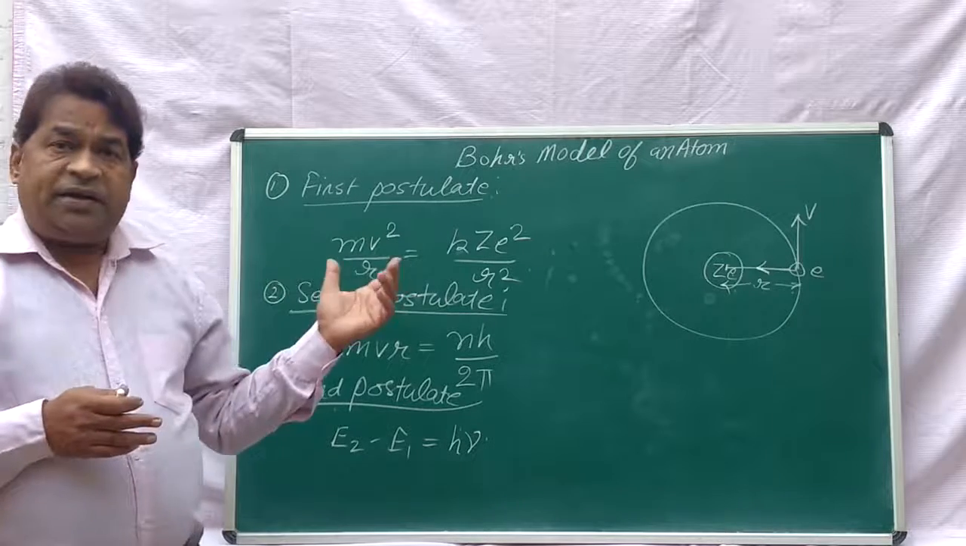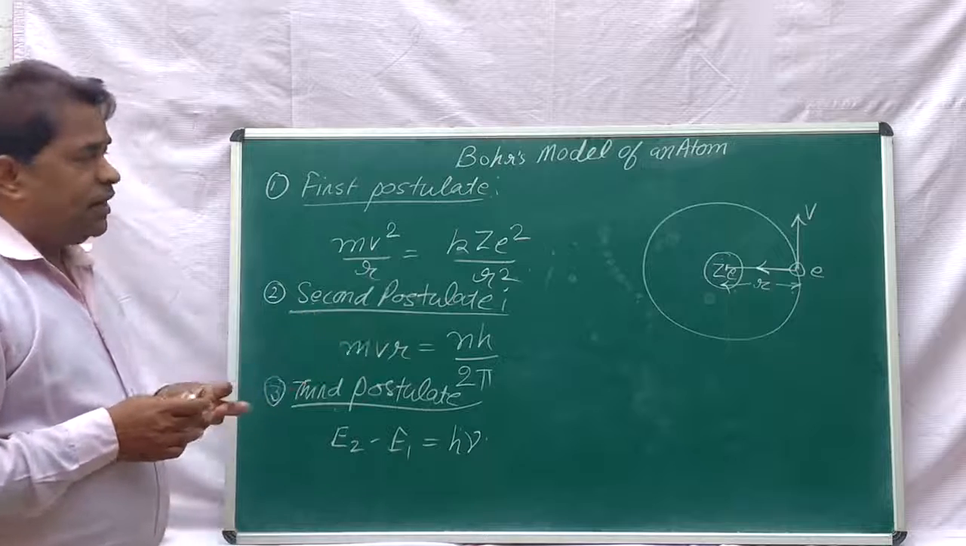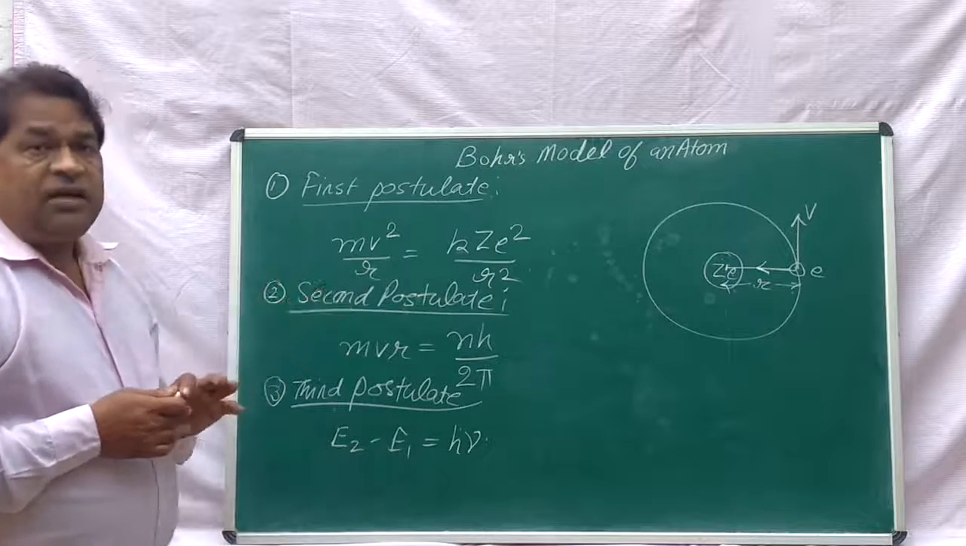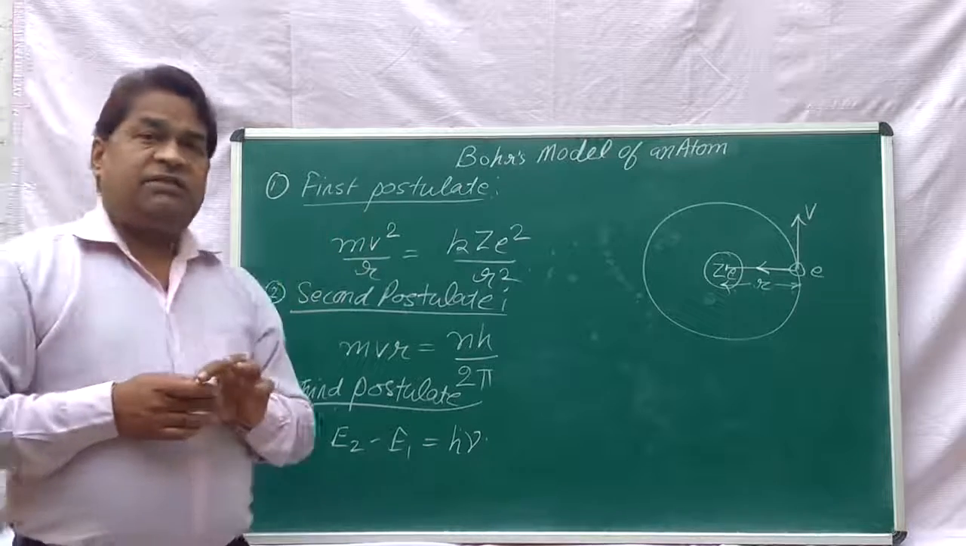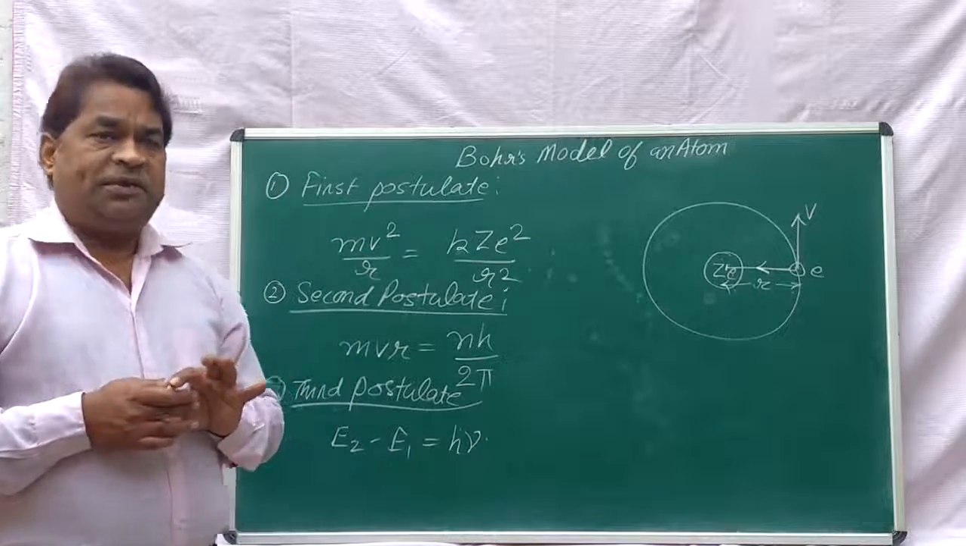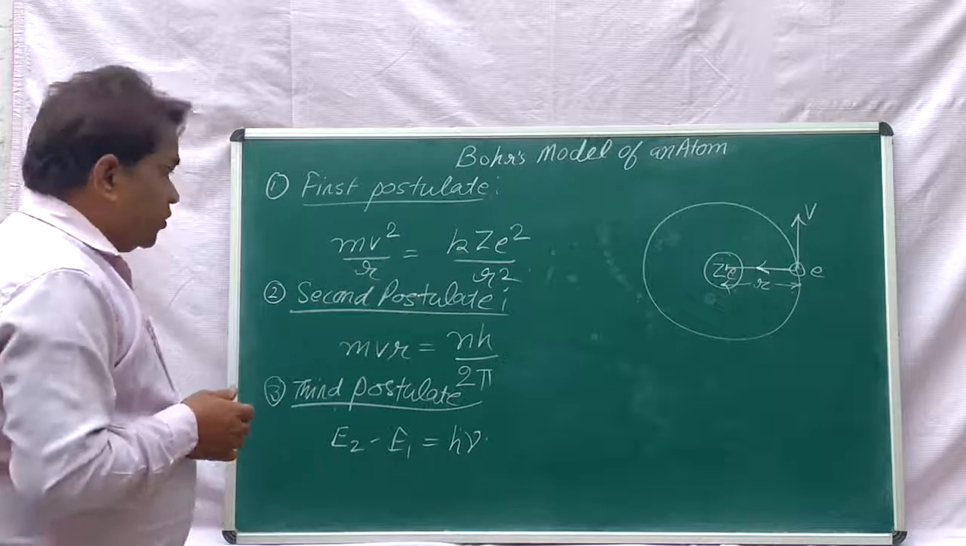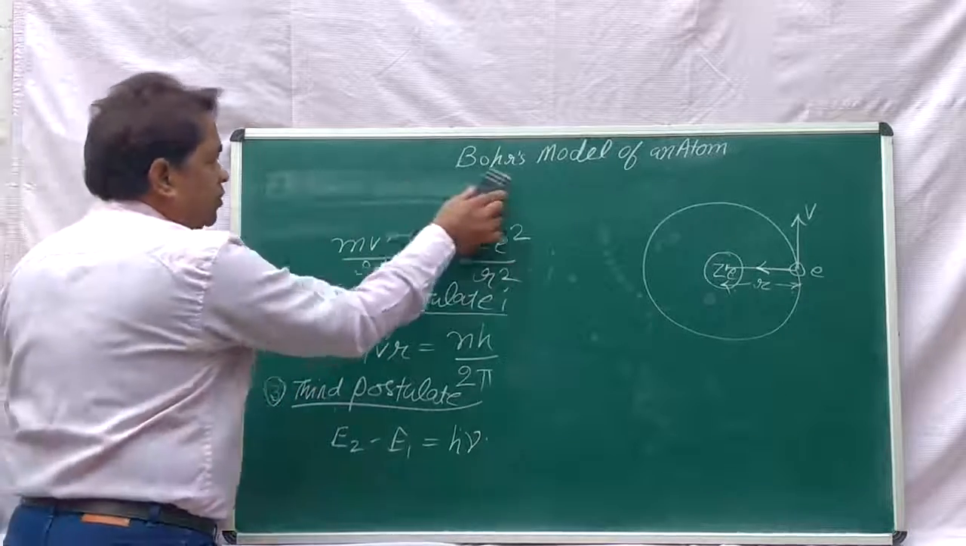We are going to find the formulas for the velocity of electrons, the radius of orbits, the frequency of electrons, and the total energy associated with the revolving electrons in Bohr's orbits. I am going to tell you all the formulas.